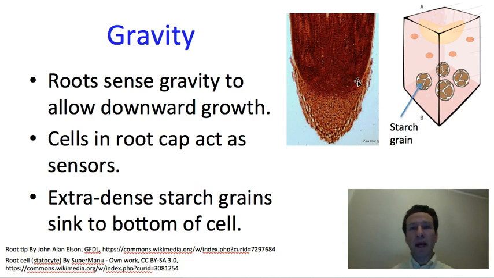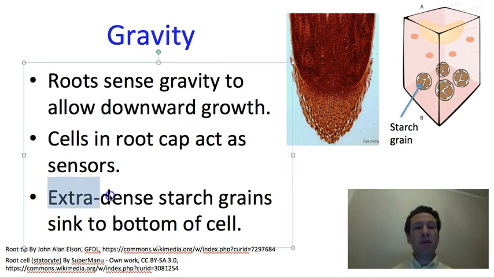We talked about root caps during the anatomy portion of the course, and we said that this was the part that gets pushed through the soil. Some cells fall off as it does. This also makes a mucilage that helps lubricate the pathway through the soil, and it just protects the very important cells in the root apical meristem from damage. Another role that we did not talk about was sensing gravity. So the way that these cells sense gravity is they have extra dense starch grains that, because they are dense, they sink to the bottom of the cell.